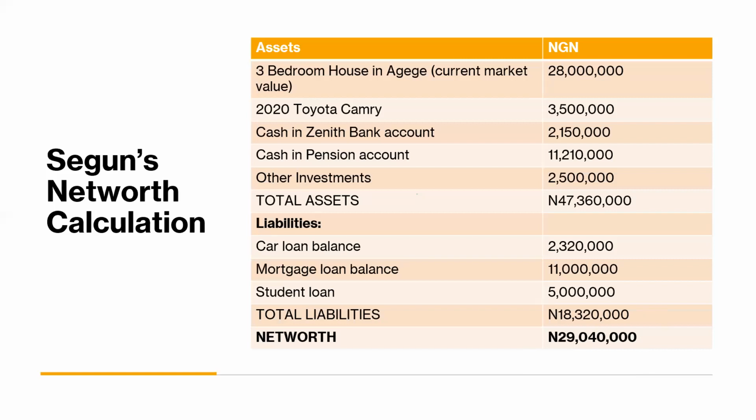So if I say you should calculate your net worth, you are going to do this same thing. All the assets that you own, you list them out. You find out the market value of each of your assets. Then your liabilities, you find out what they are and calculate all of them. You deduct your liabilities from your assets to get your net worth.